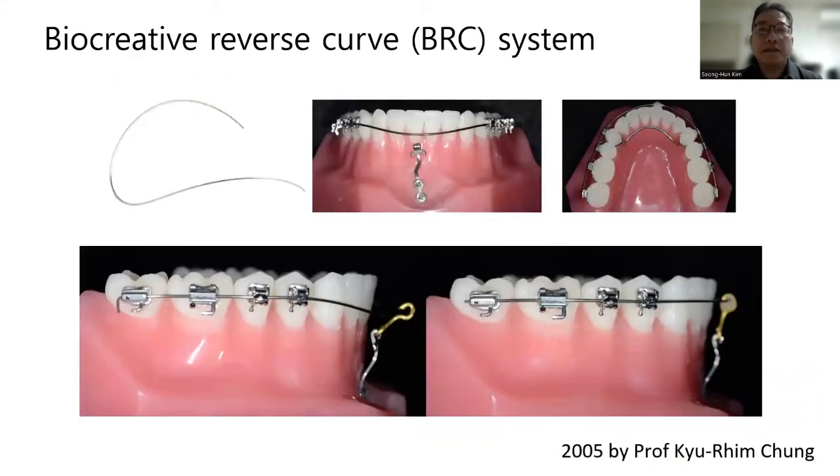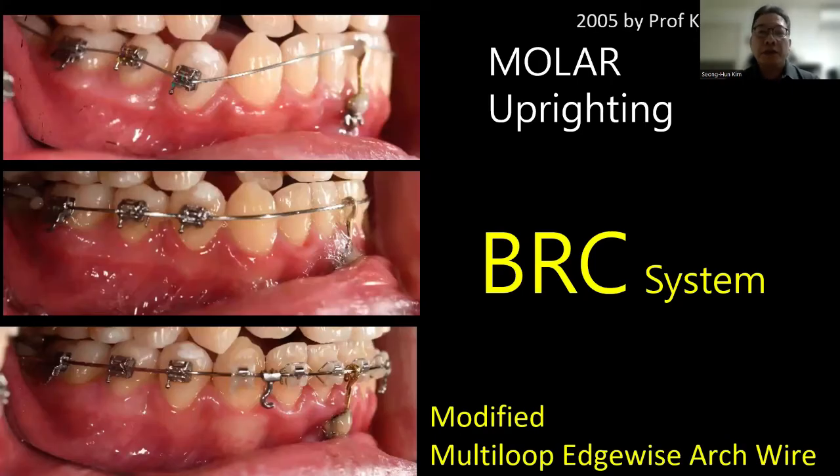The BRC system has been introduced in several articles. To explain it simply, a reverse curve nickel-titanium arch wire is engaged into the posterior fixed appliances, while the wire is lifted at the anterior by a brass wire connected to the C-tube mini plate on the symphysis area. The molars are simply uprighted with this system without any reaction of the anterior teeth. And this is a kind of modified multi-loop edgewise arch wire without intermaxillary elastics.